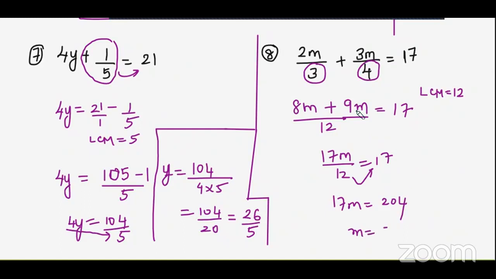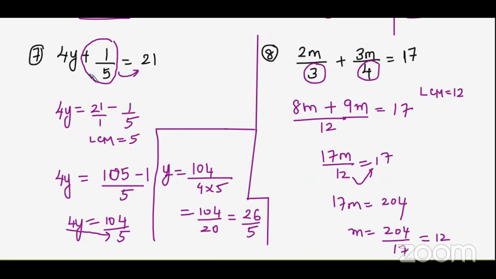So what we first did was we found the LCM. Then the numerators had the like terms 8m and 9m. So we added it. Then again, 12 is a common denominator, 17m divided by 12. So we are shifting the 12 and then dividing by 17. Hope it's clear. Okay. Few questions with a hint. I'm going to leave it for you to solve.